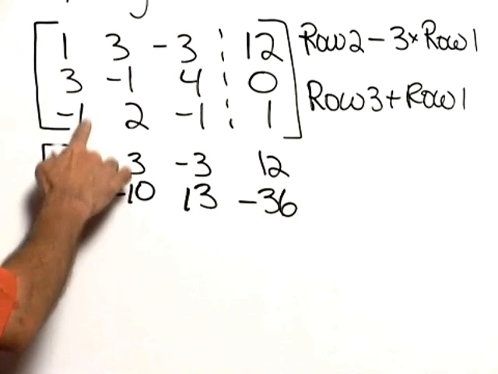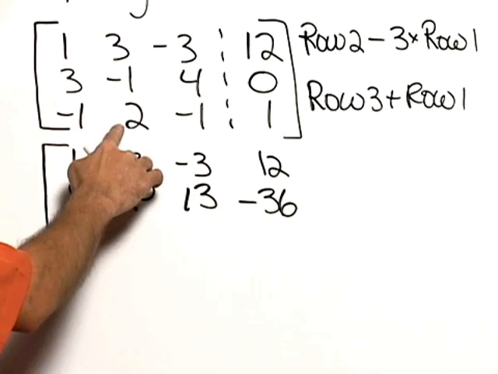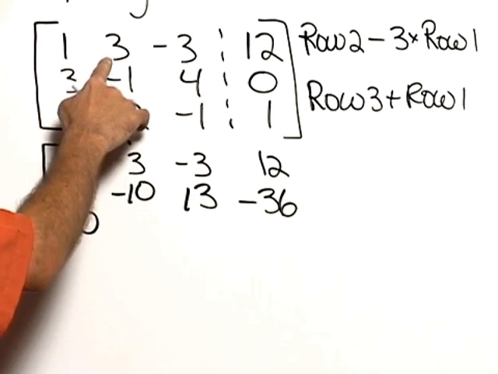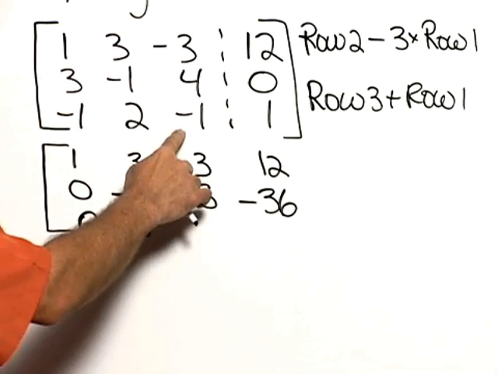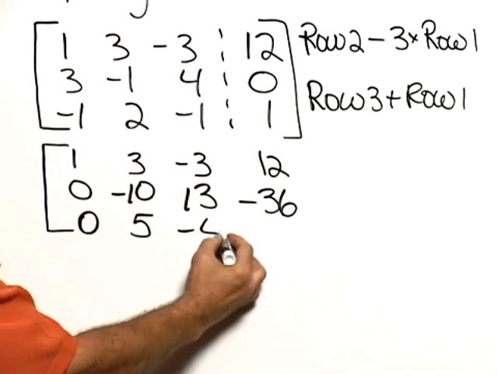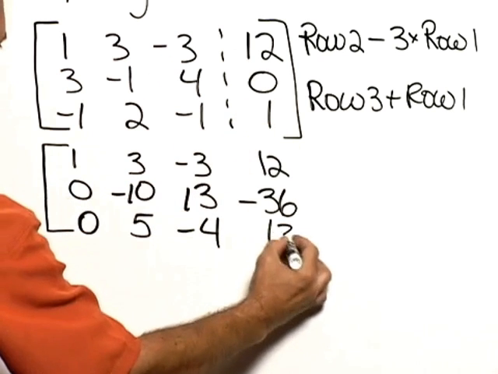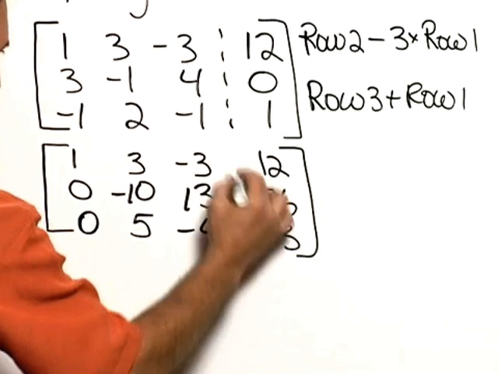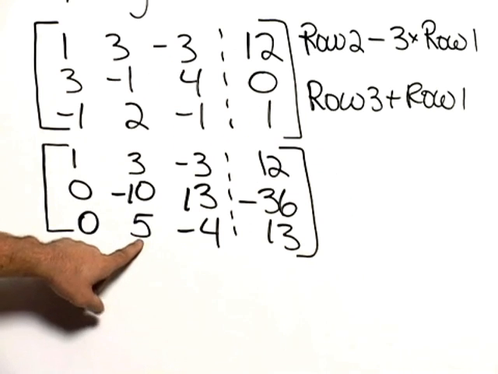Row 3 plus row 1 gives us 0. 2 plus 3 gives us 5. -1 plus -3 is -4. And 1 plus 12 is 13. And put our dividing line. The only thing now is to get a 0 in this position.